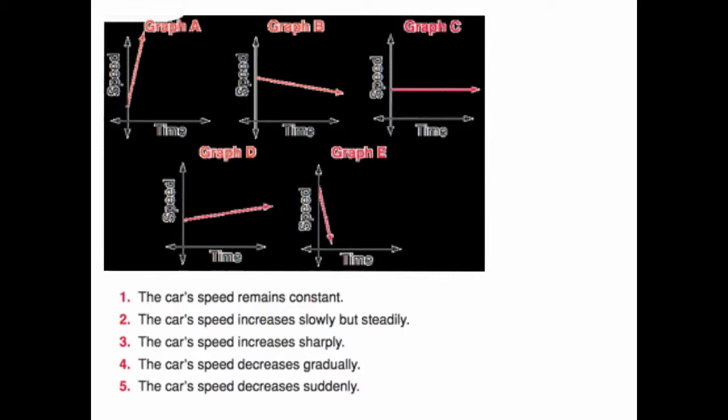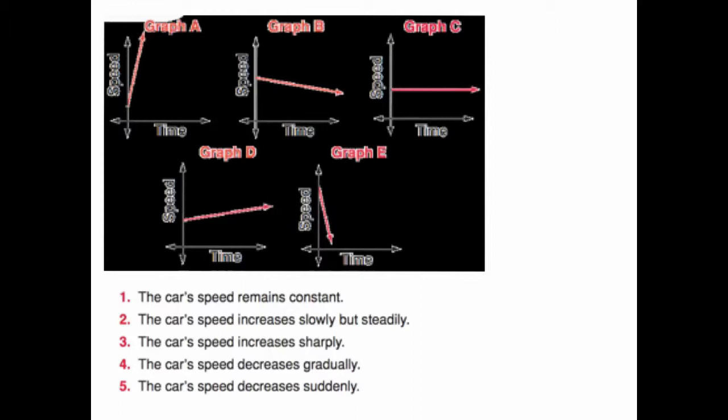So let's go ahead and look at our graphs first. Graph A has an increasing slope. Graph B has a decreasing slope. Graph C has a constant slope, or a constant. My line is constant throughout. D has an increasing line, and E has a decreasing line. So let's go ahead and read the very first one and try and match it.